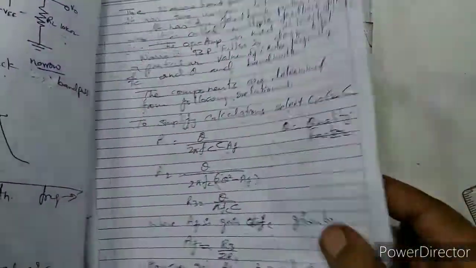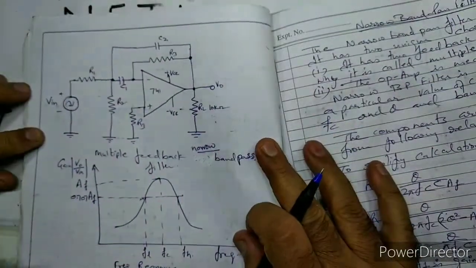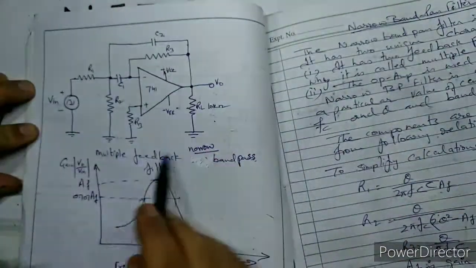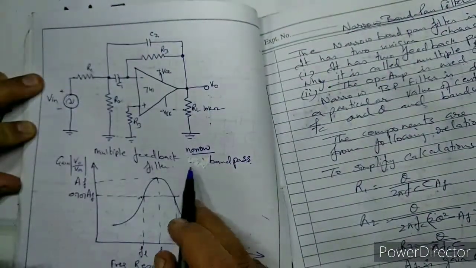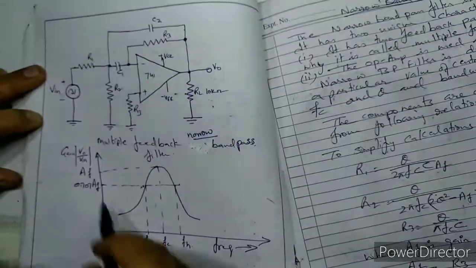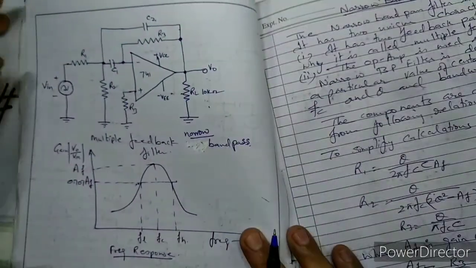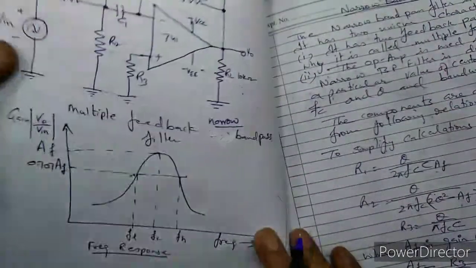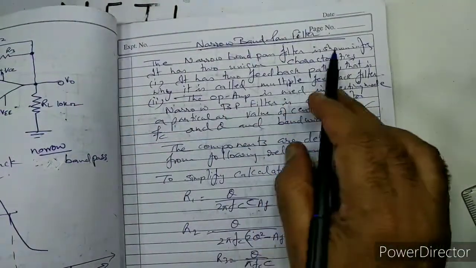Now next is the narrow band pass filter. So this is a narrow band pass filter with multiple feedback, as shown. So this is the frequency response of the narrow band pass filter. The narrow band pass filter is shown in the figure.